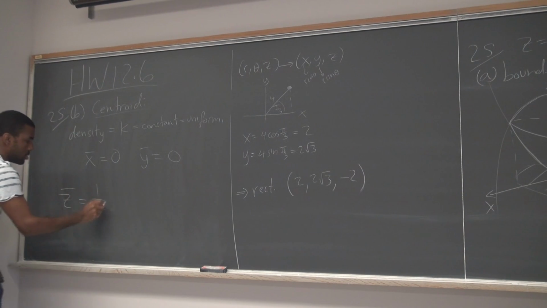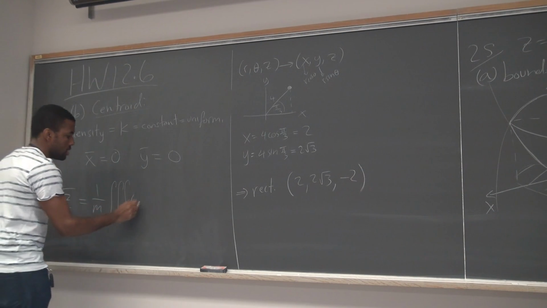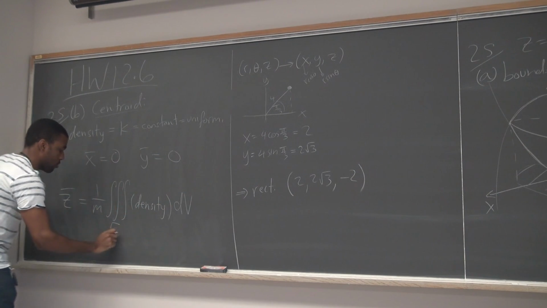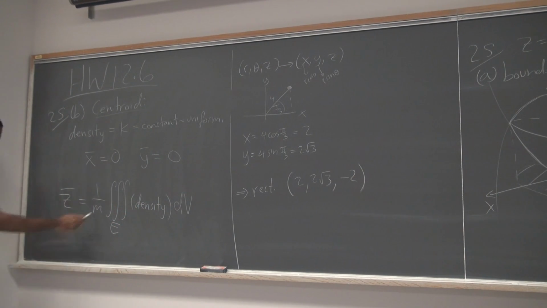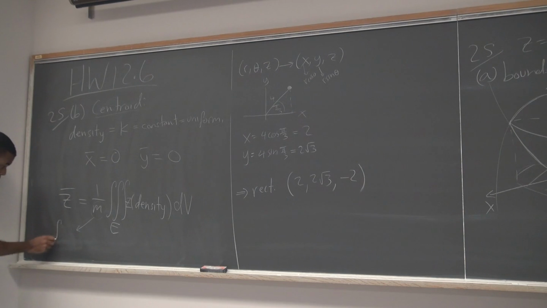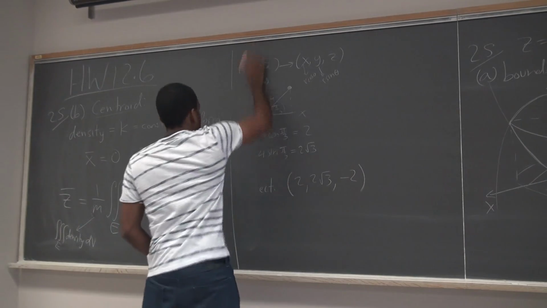That's going to be 1 over M times the triple integral of Z times the density dV. So now I'm going to have to find M, which is the triple integral of the density dV. Because it's a constant, you can just multiply by that. We actually did the volume, which is just the integral of 1, so I just multiply that answer by K.